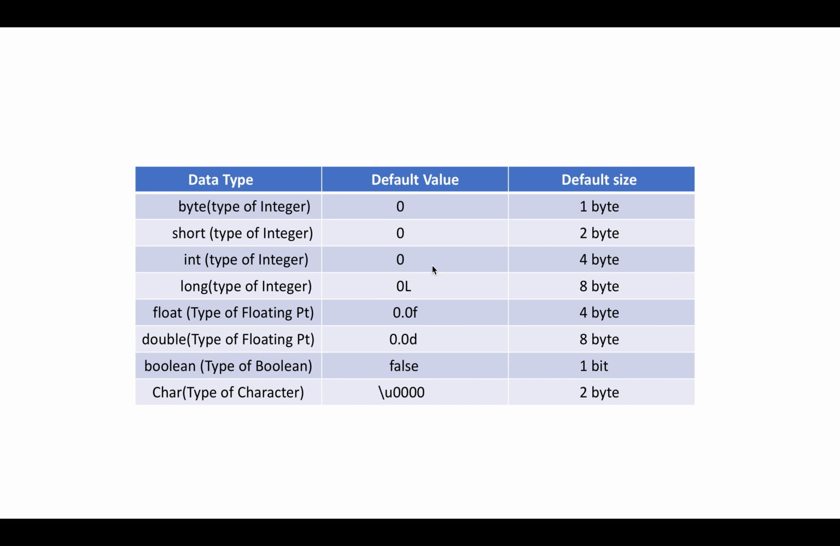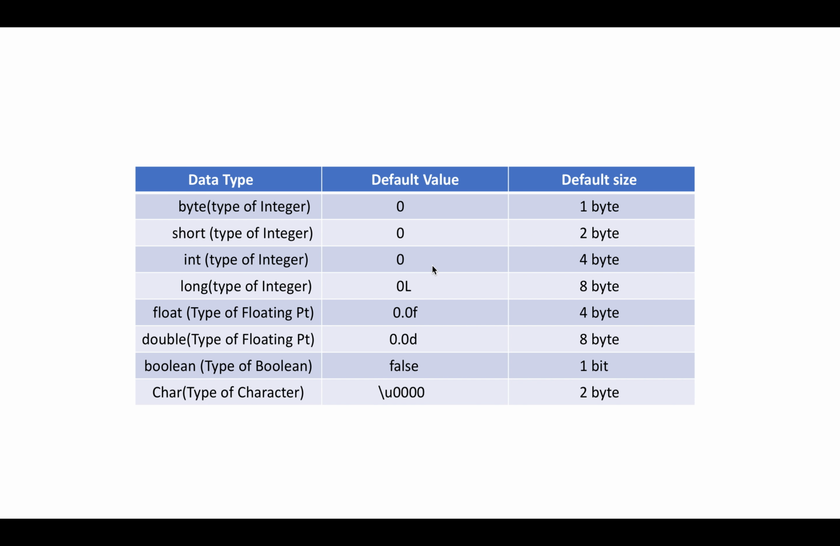The left column is about data type, the middle is default value and the right one is default size. Default value means, let's say I have created a variable, but at the time of creation I haven't mentioned any value for it, so the default value will be 0, and the size it will be taking to capture that value for the data type is mentioned in the right-hand column.